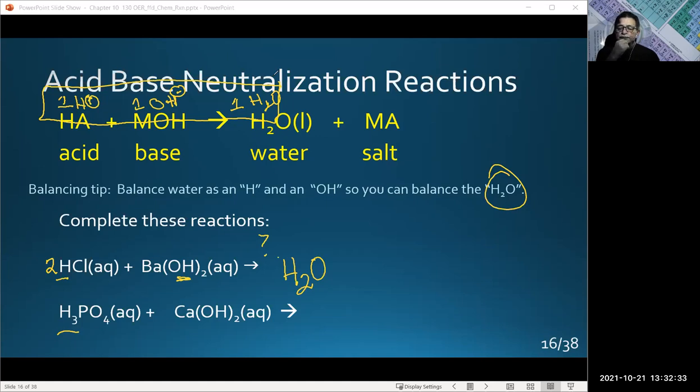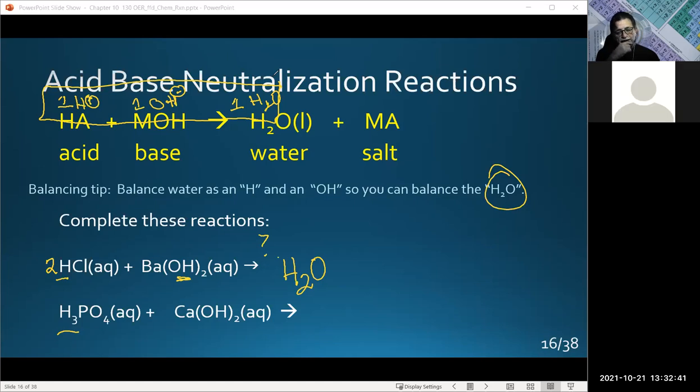Anybody have any idea? If I have two protons and two hydroxides, how many waters am I going to make? 2. You got it. Okay. 2 waters. Plain and simple. Remember, for acid-base reactions, when we got to balance them, follow the proton and the hydroxide. All right.